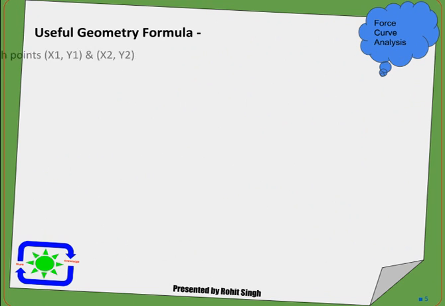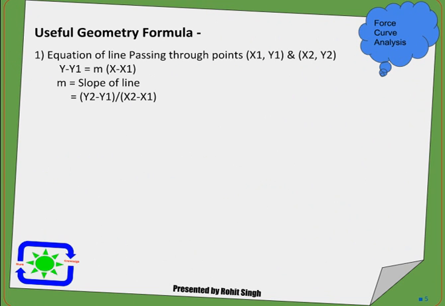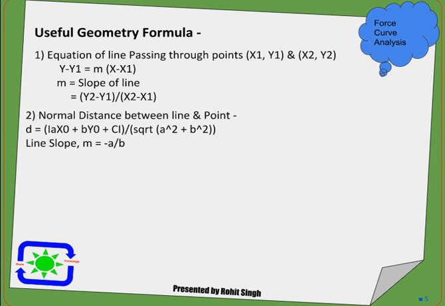So there are some useful formulas which can help us to optimize the system. First, line equation passing through x1 y1 and x2 y2. Second, normal distance between line and point. You can use this formula.